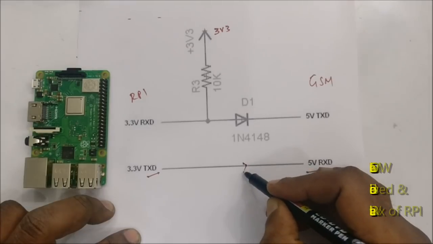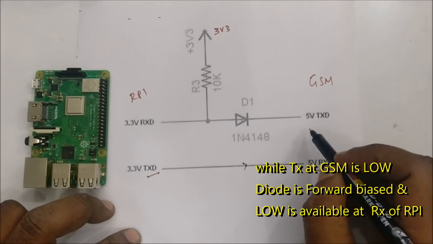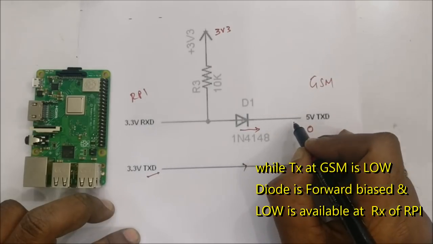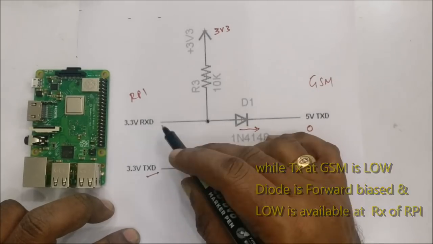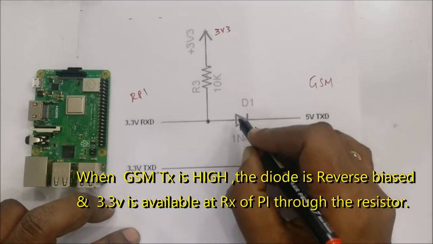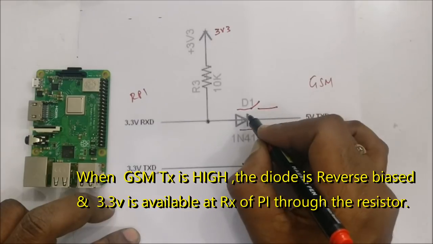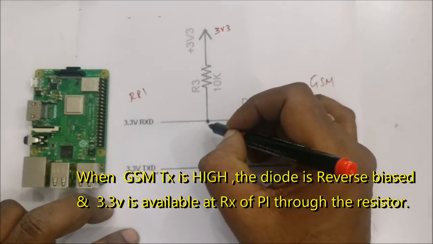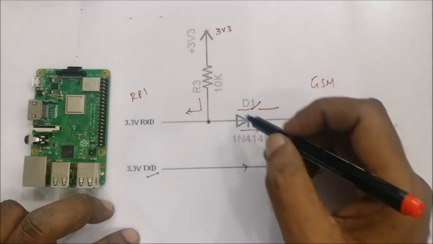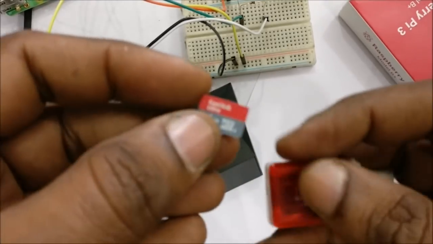When the TX level is 0, that is TX pin of GSM is 0, then this diode is forward biased and the 0 level is available at the RX of Raspberry Pi. When the TX of GSM is high, this diode acts as open, and then the 3.3 volt level is available at RX through the 10K resistor.